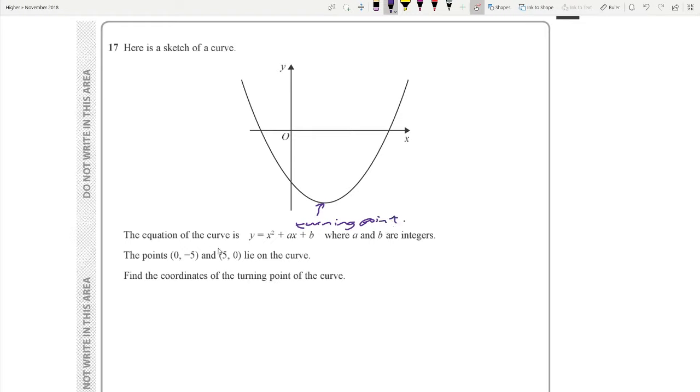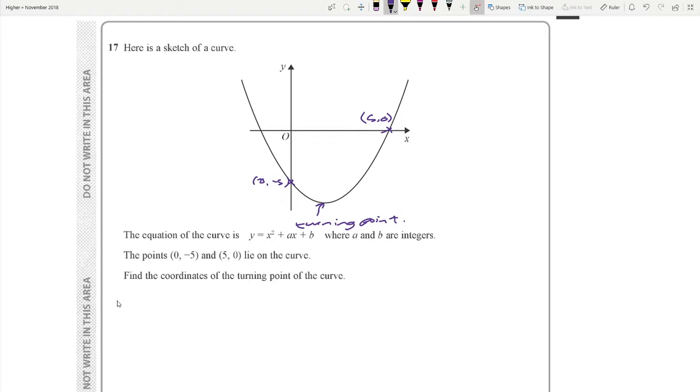We're told that the points 0, minus 5, which is this point here, and the coordinate 5, 0, which is this one here, are both on the line. To work out the turning point of the parabola, which is the curve, you have to use completing the square. But for this question, we can't just complete the square because we don't know what the equation of the line is. So what we need to do is substitute the values of x and y to find out what the equation of this line is.